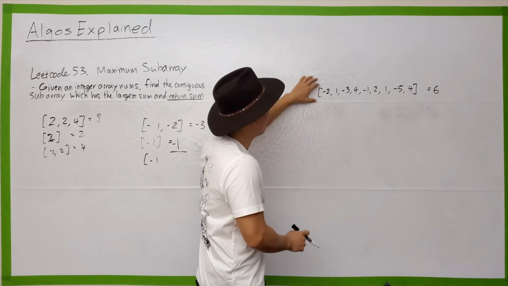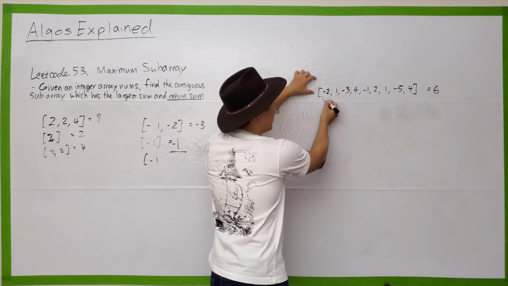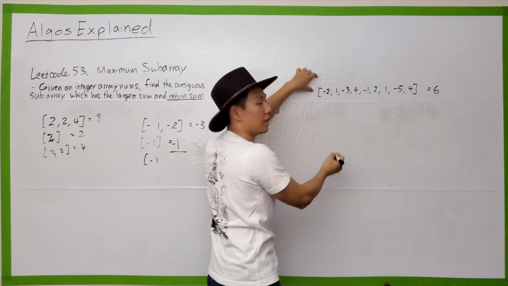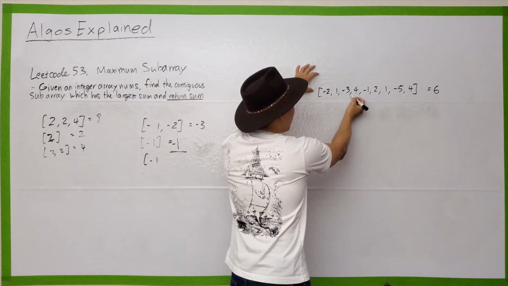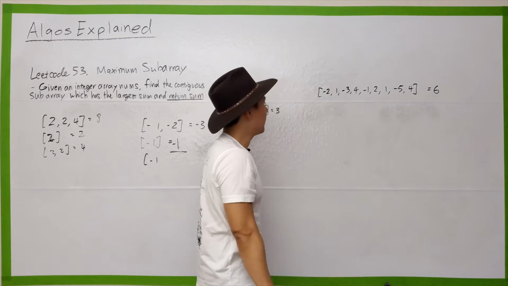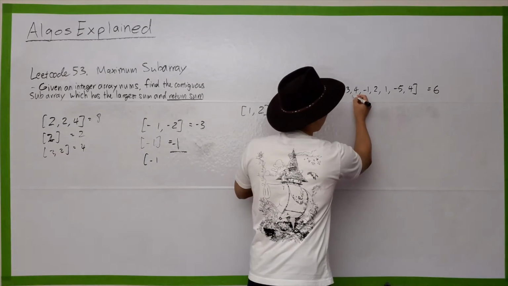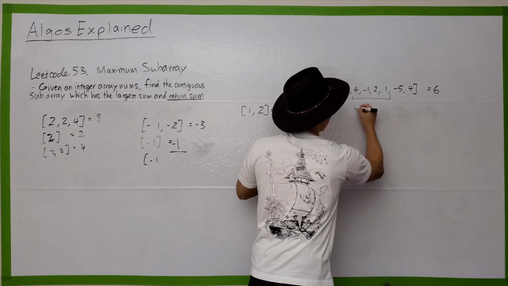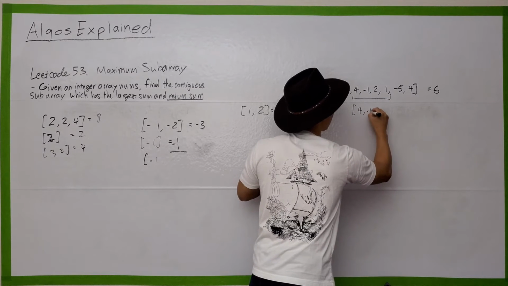If we had the 2, the sum would have been 2. If we got the 2 and the 1, that would have been a negative 1. The 2 and the 1 and a negative 3, that would have been a negative 4. Long story short, this is going to be our subarray that we want.